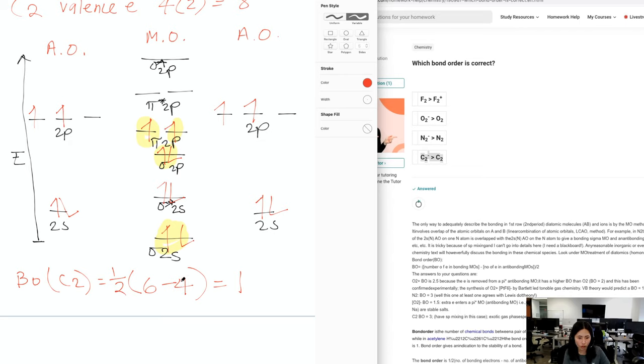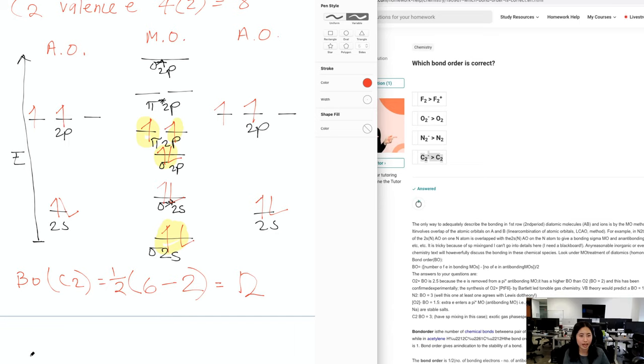Sorry, this 4 should be 2. Here, there's 2. I did that intentionally, so I just want to make sure you guys are paying attention. No, I'm just kidding. So this is 2. So basically you have 6 minus 2, and then you have times 1/2, and that's 4 divided by 2, which is 2. So bond order is 2. I stand corrected. Okay, there we go.